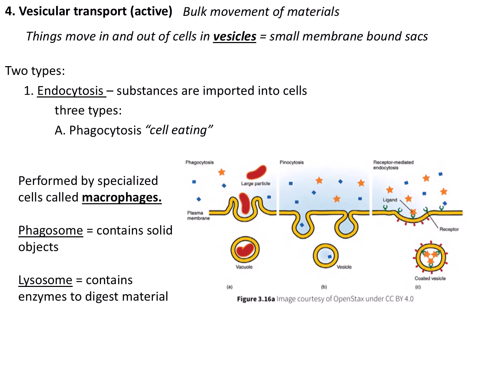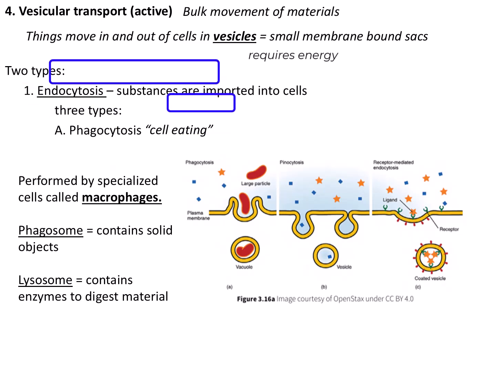Vesicles are small membrane enclosed sacs. All vesicular transport requires energy in the form of ATP. The first type of vesicular transport is endocytosis. In endocytosis, things are brought into the cells. There are 3 types of endocytosis.